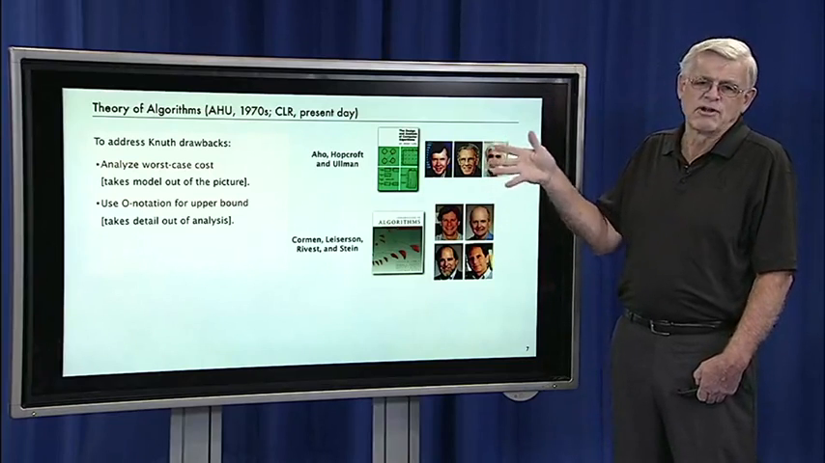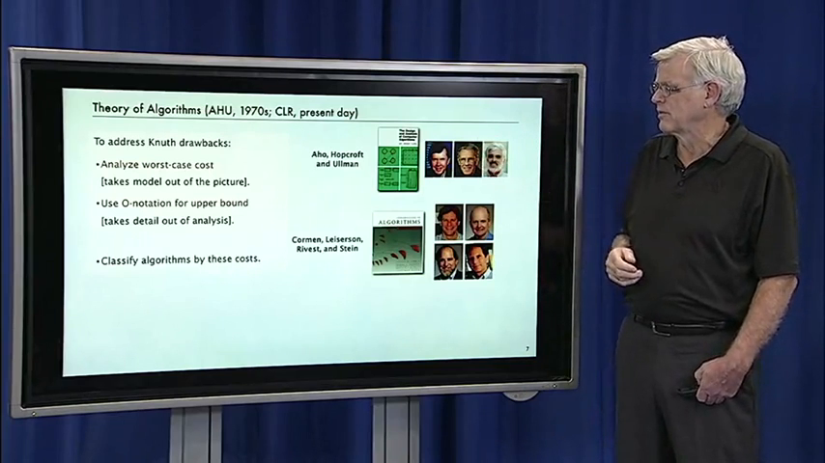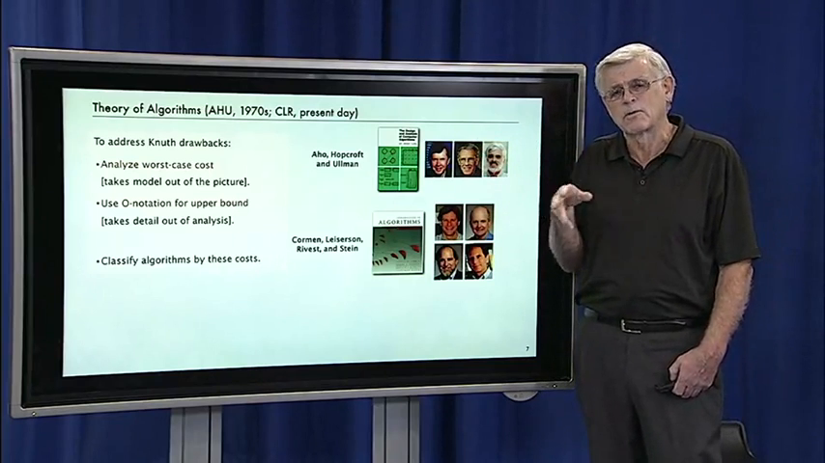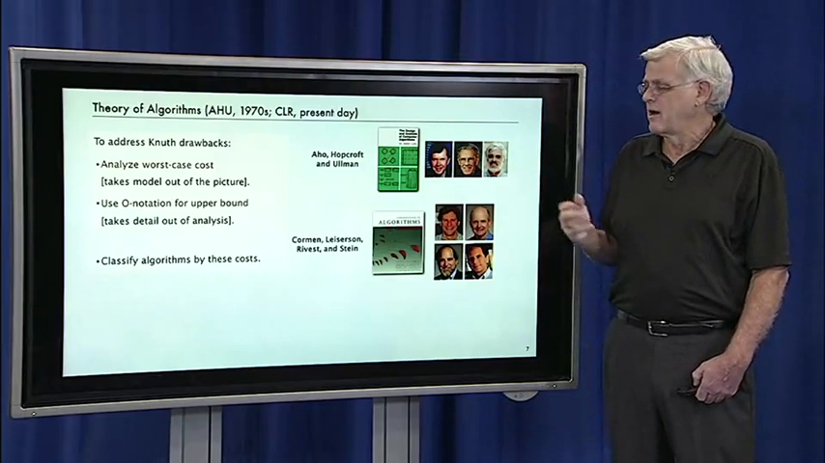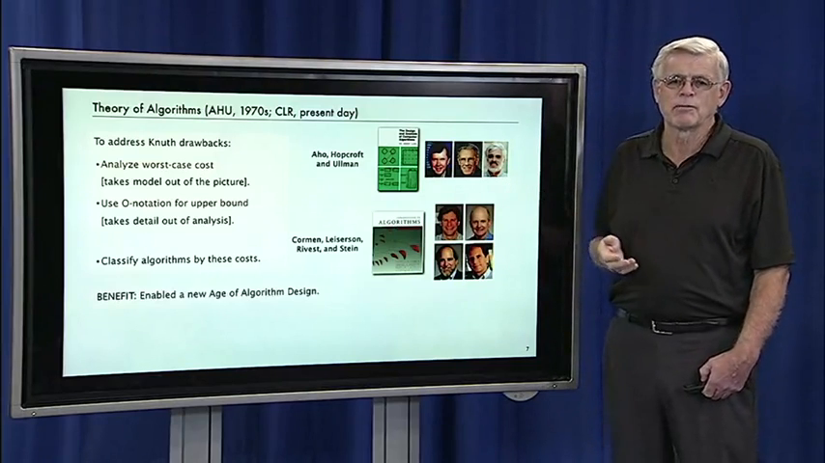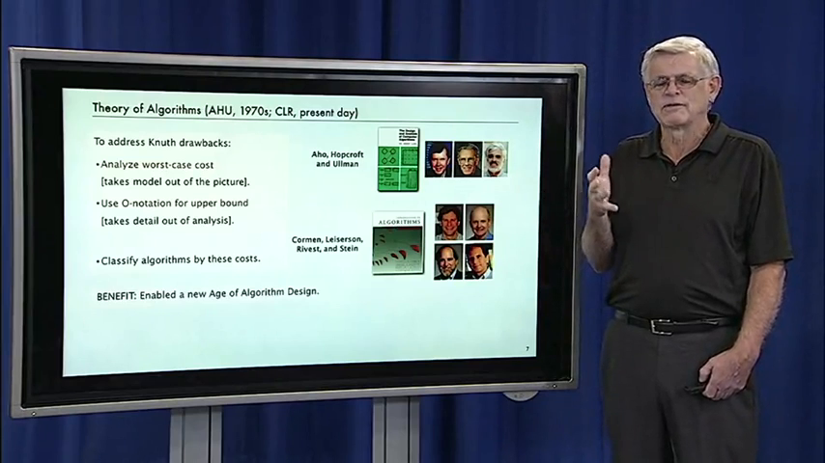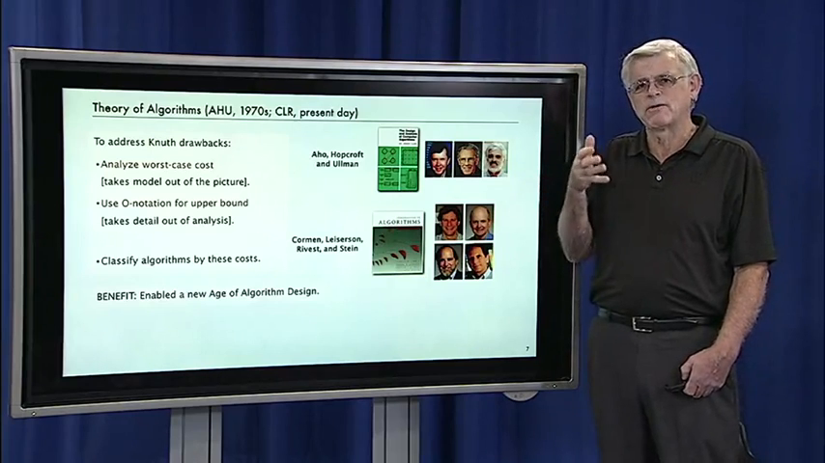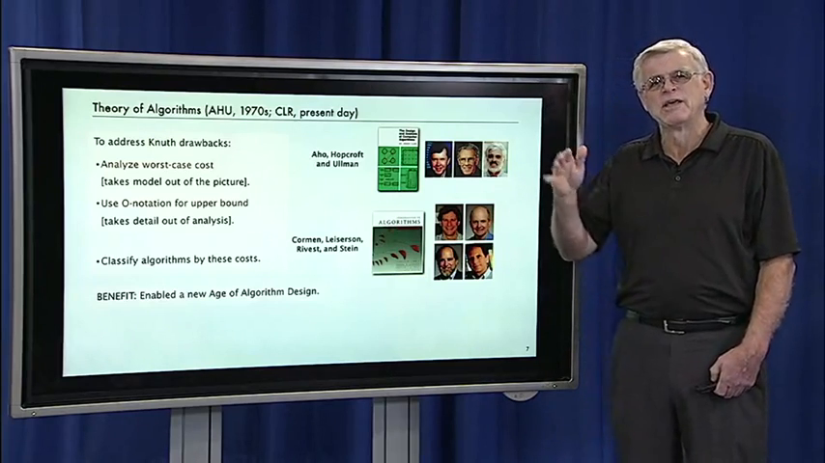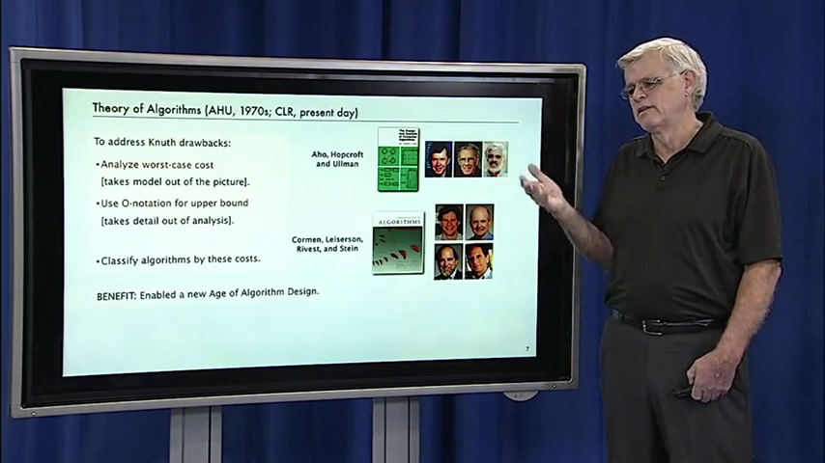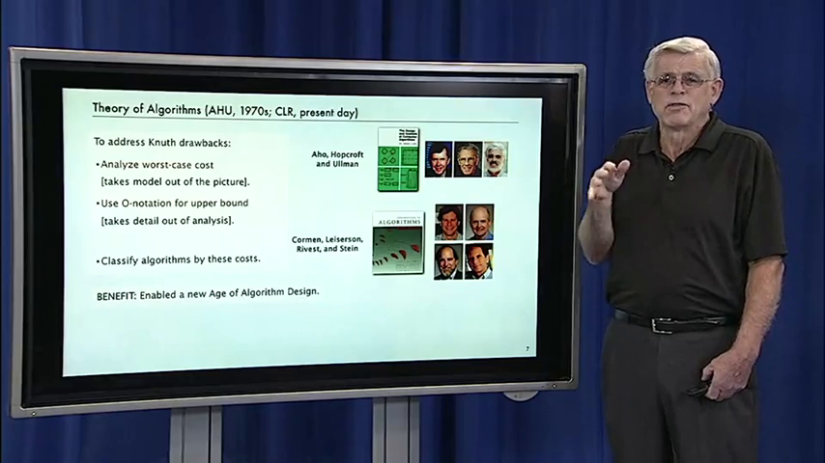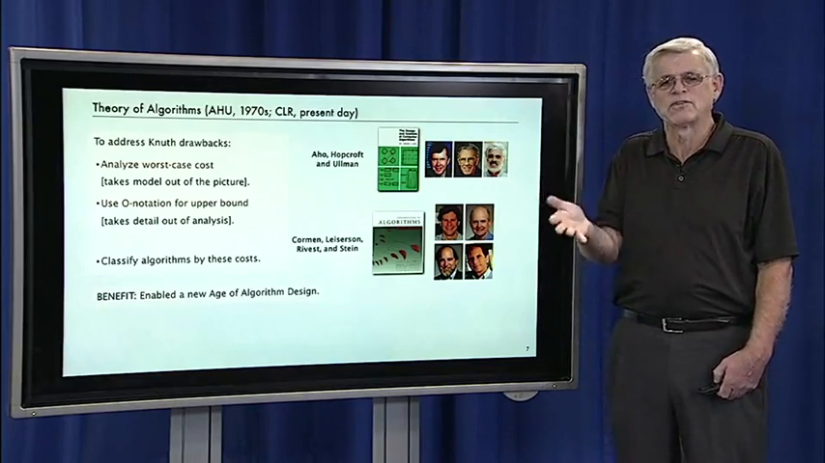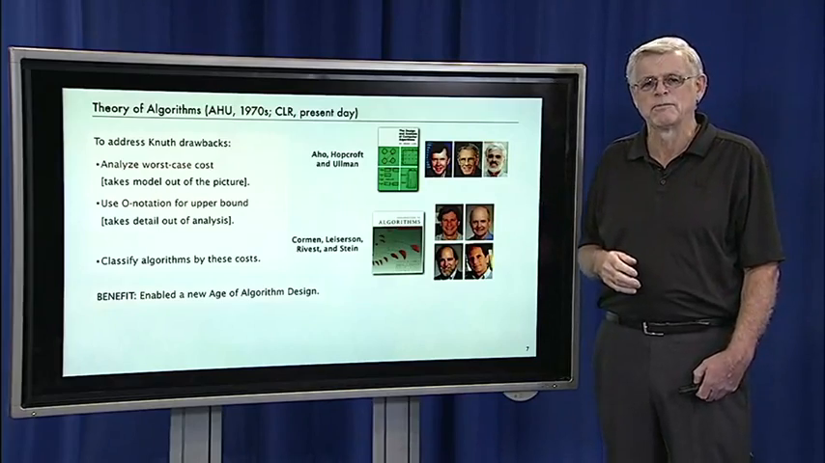That addresses both of those drawbacks of Knuth, and then the idea is to classify algorithms according to this cost. That was an extremely successful approach that unleashed really an age of algorithm design, where people were able to try out all kinds of new ideas and drive down these guaranteed worst case costs, with the ultimate goal of developing optimal algorithms where the worst case cost is equal to the best possible.